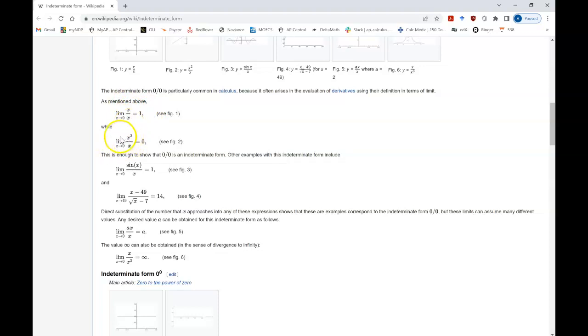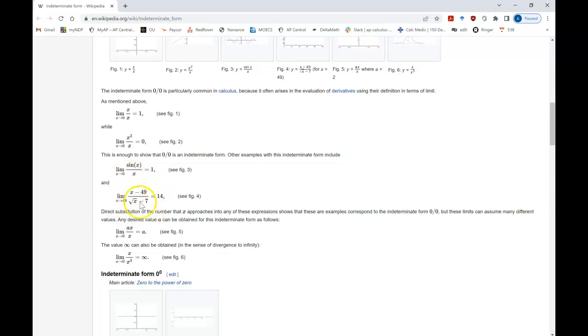But if I had the limit as x approaches 0 of x squared over x, well, that's 0 over 0. But that limit should equal 0 because when I reduce the x's and do a direct substitution, I get 0. But what if I had this one, where I had the limit as x approaches 49 of x minus 49 over the square root of x minus 7. Again, direct substitution gives me 0 over 0.